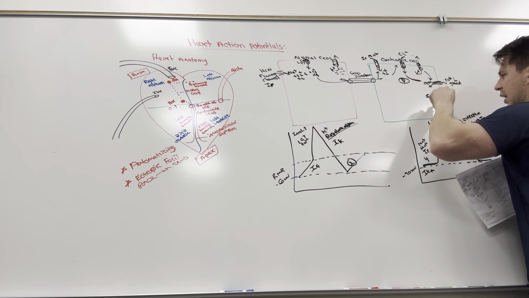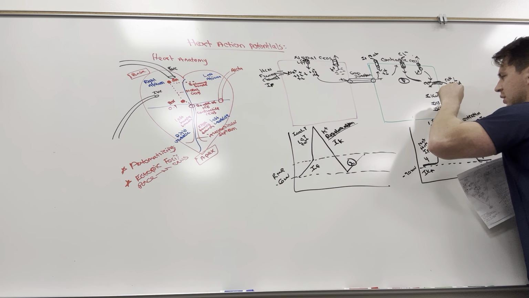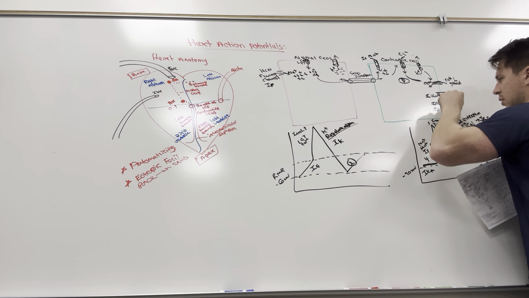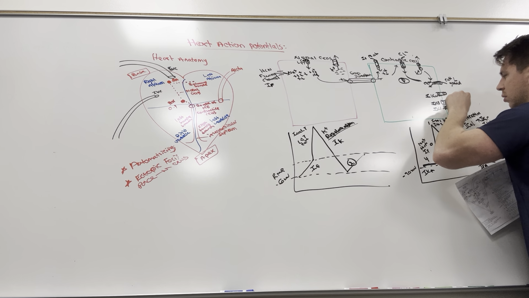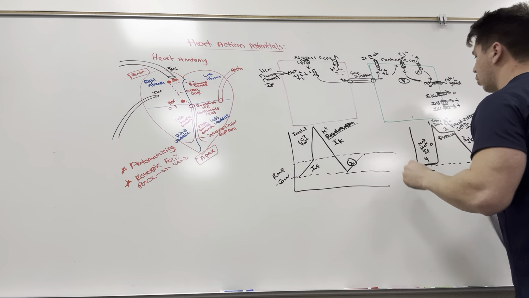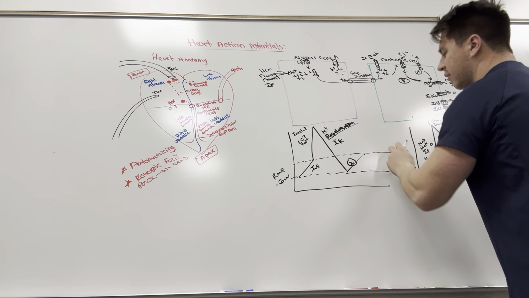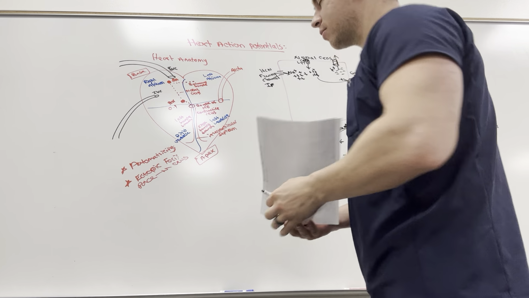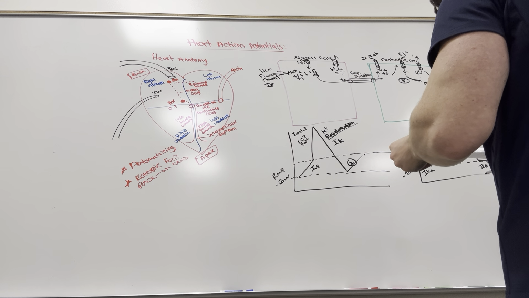IKur, IKs, IKr, and these channels end up opening up, and we have this depolarization that takes place here. And so we have this repolarization back down, and so then we're back at resting membrane potential, so we can have another action potential come through. Okay, so that's kind of how those cells and all that works.